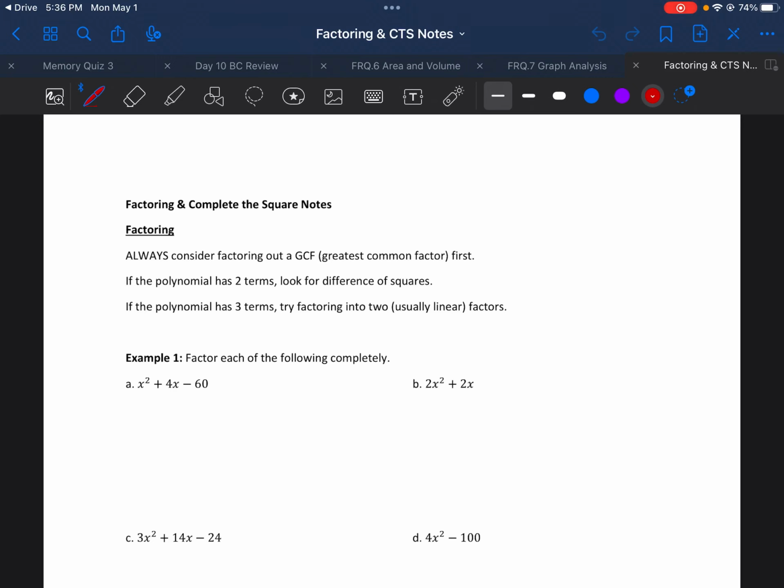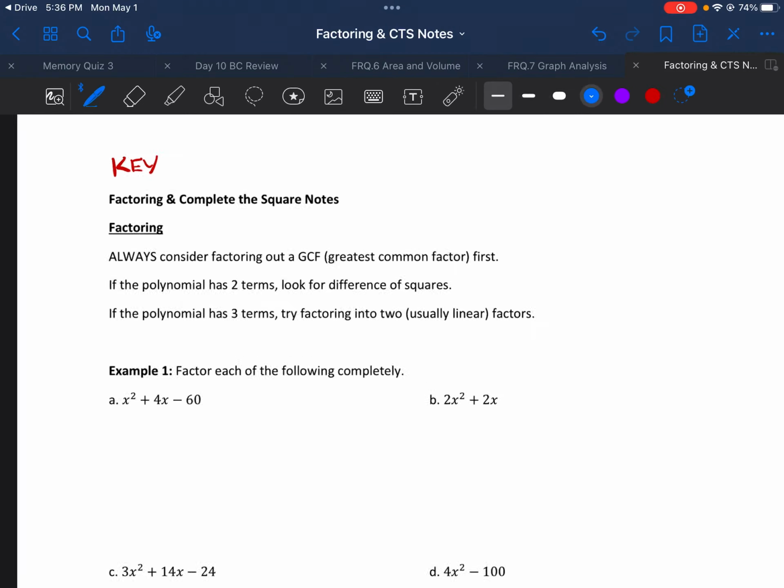Today's topic, we're looking at factoring and completing the square. Remember, this is for algebra review for calculus. One of the essential things you're going to need to be able to do in calculus is factor. And you also need to be able to complete the square so that you can rewrite quadratics in a more favorable form. Okay, so let's go ahead and make the key to these notes.